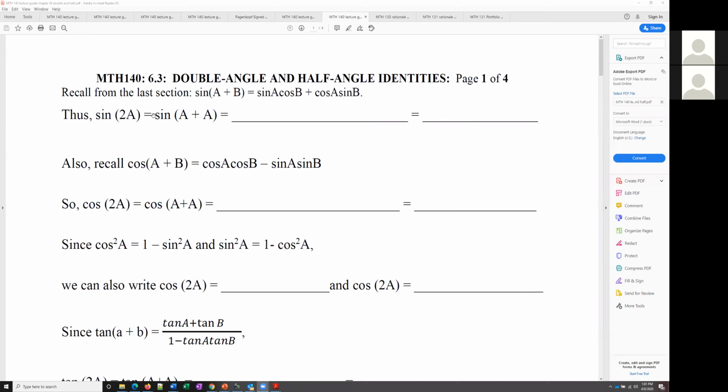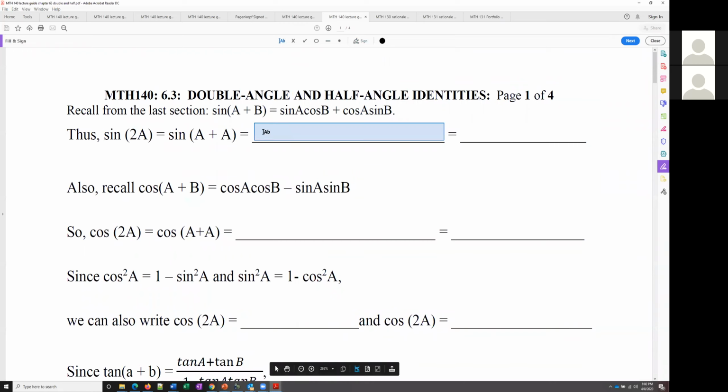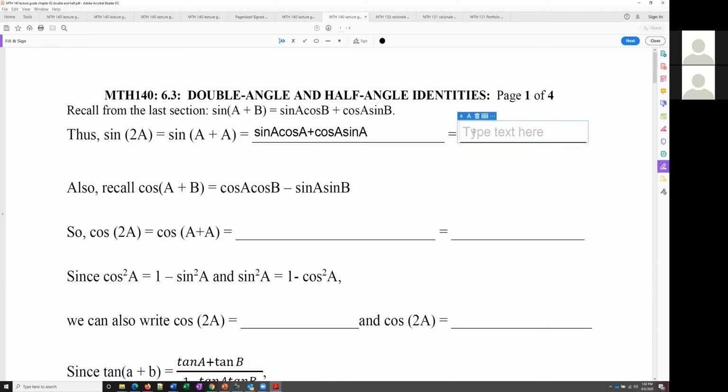So the sine of 2A is the sine of A plus A, which is equal to the sine of A times the cosine of A plus the cosine of A times the sine of A. Okay, so both angles were A, so I filled in A's for both angles. So notice these are really the same thing, right? And so what we end up with is 2 times the sine of A times the cosine of angle A. Does that make sense? Okay.